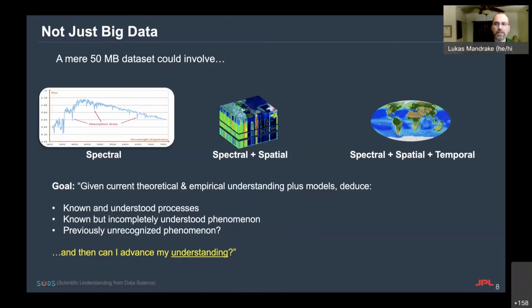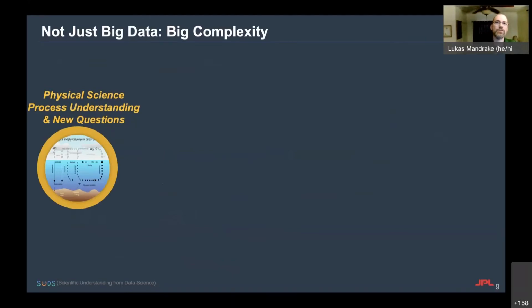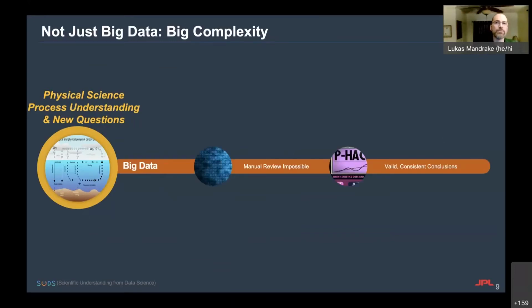This isn't big data. This is big complexity. The challenges involved in transforming today's science data into insight are threefold. The big data story is there, of course.